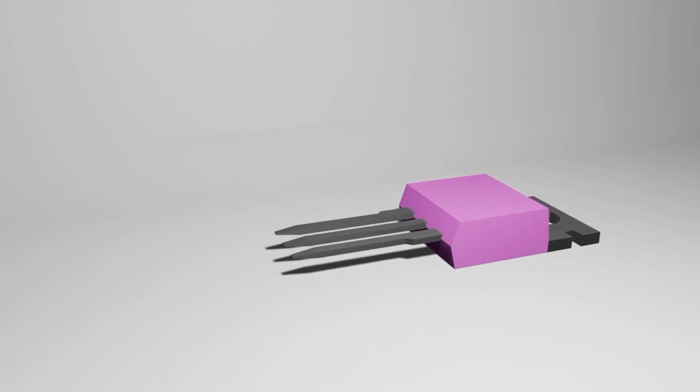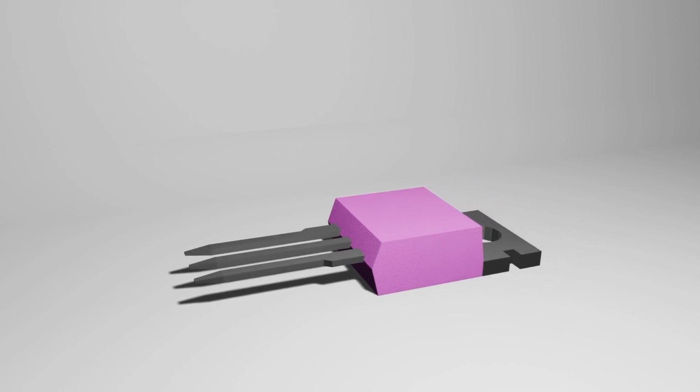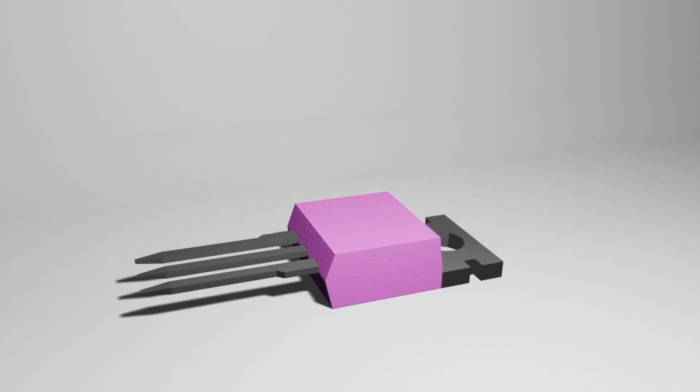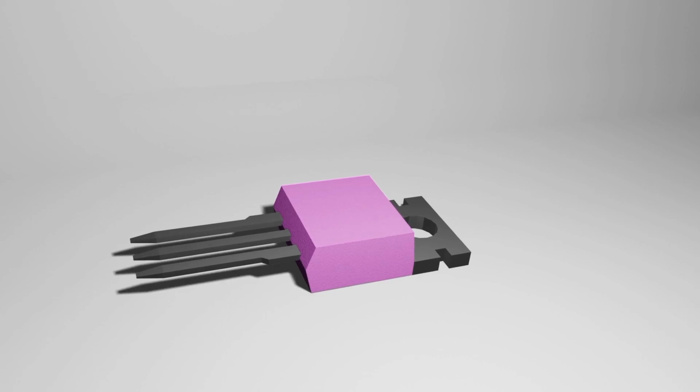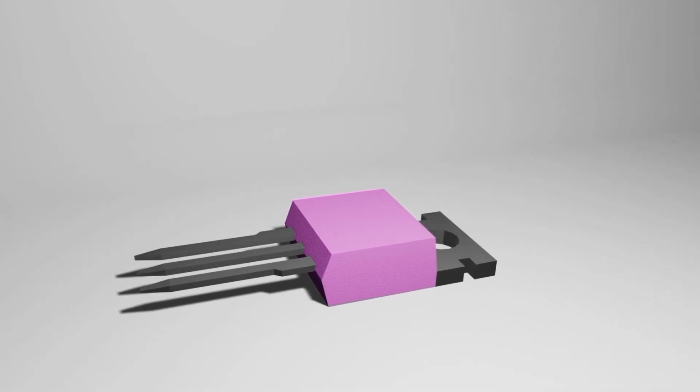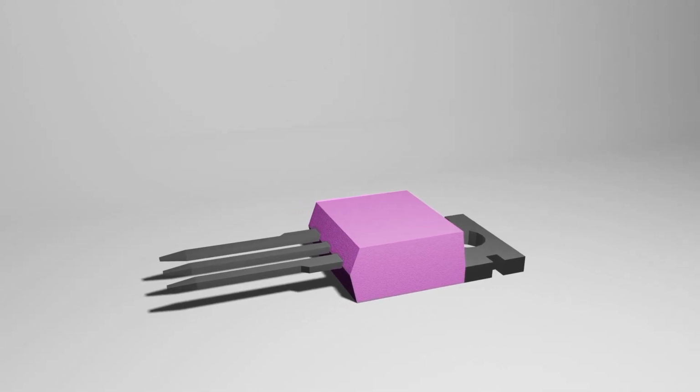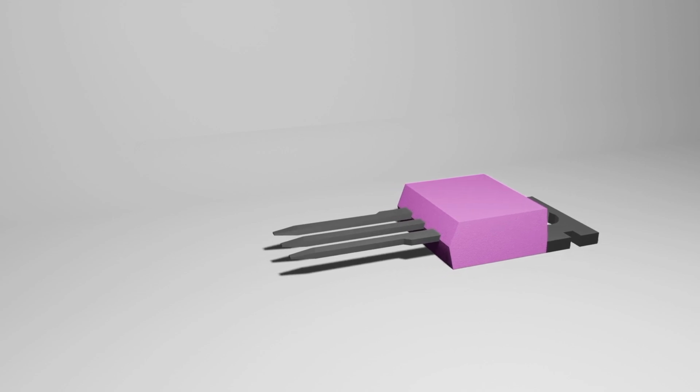Key modes of operation. Active mode. The transistor functions as an amplifier. Saturation mode. The transistor acts as an on switch. Cutoff mode. The transistor acts as an off switch.